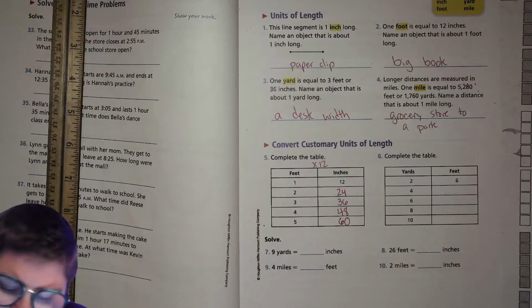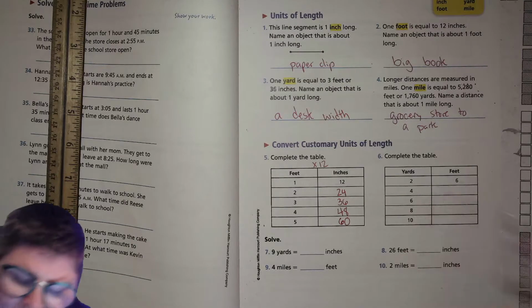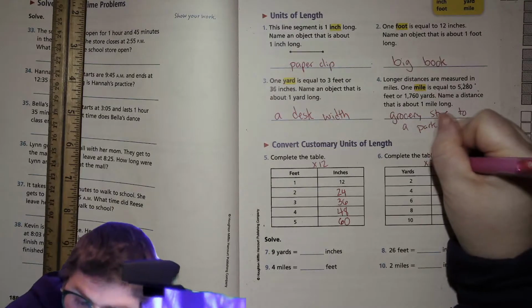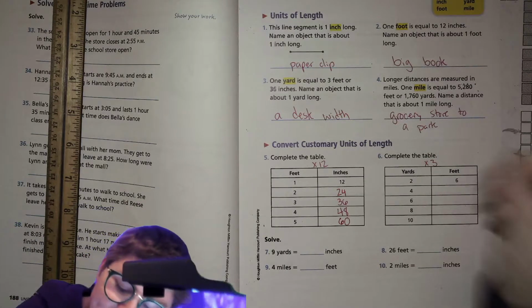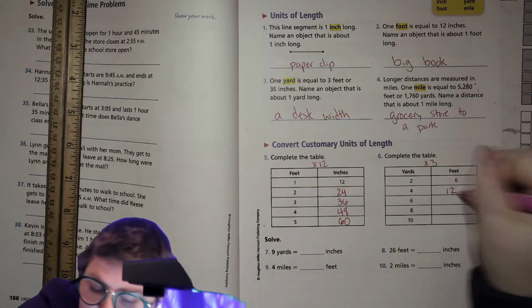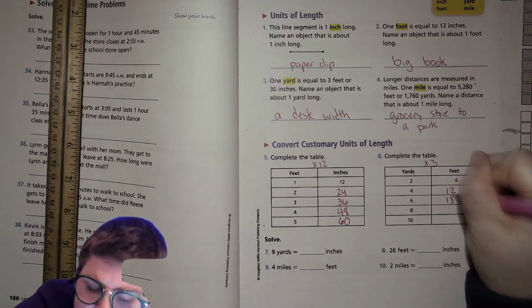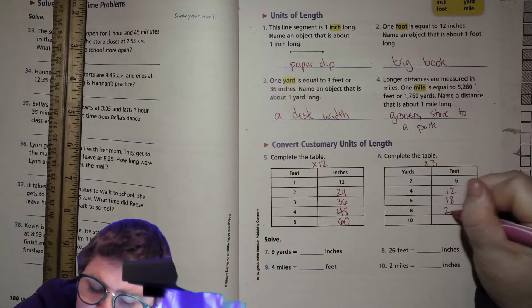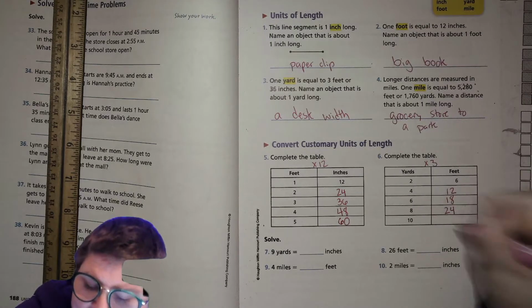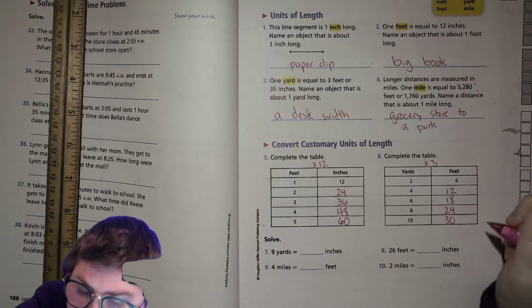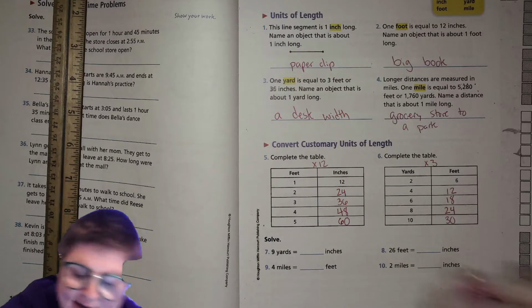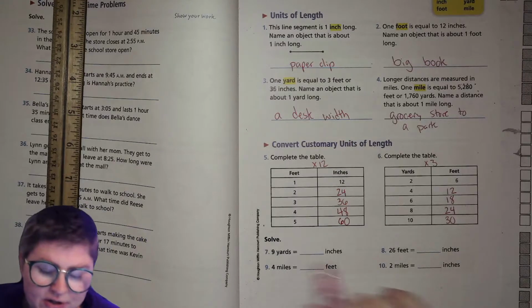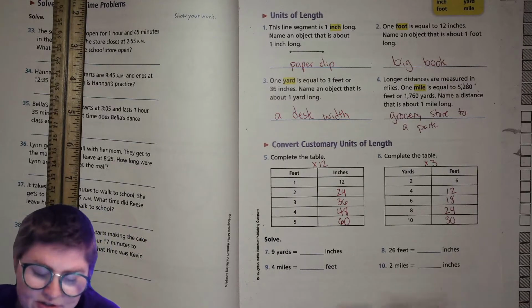Okay, and then going from yards to feet. So here we're multiplying by 3 because there are 3 feet in 1 yard. So 2 times 3 is 6, 4 times 3 is 12, 6 times 3 is 18, 8 times 3 is 24, and 10 times 3 is 30. So 10 yards is 30 feet. That's what we're doing right now. Now you're going to convert from yards to inches and feet to inches and miles to feet.